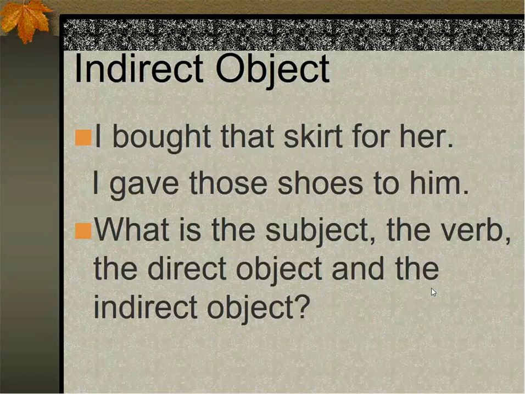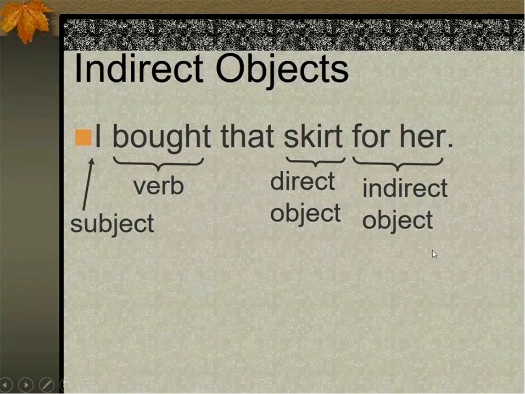Okay, now let's see indirect object. I bought that skirt for her. I gave those shoes to him. Now, I want you to pause this video and tell me what is the subject, what is the verb, the direct object that we just reviewed, and the indirect object. Maybe you know the answer. Okay, now let's do it together.